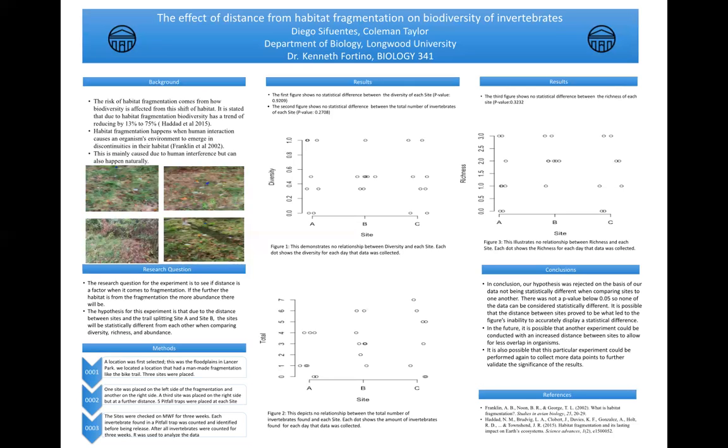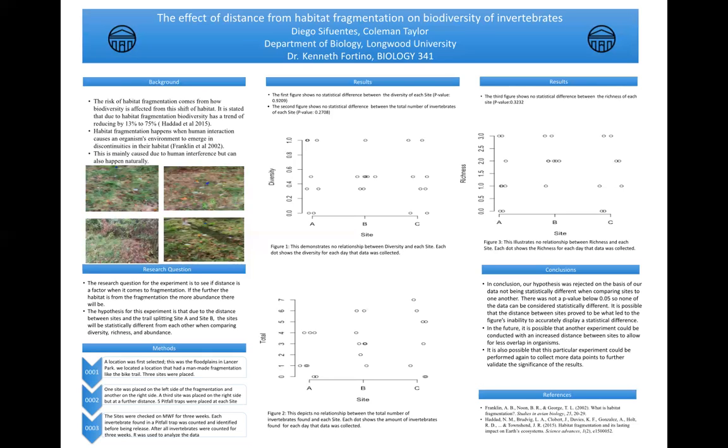The results shown in figure 1 demonstrate no relationship between the diversity and each site A, B, and C. Each dot shows the diversity for each day that the data was collected. The first figure shows no statistical difference between the diversity and each site, with a p-value of 0.9209.